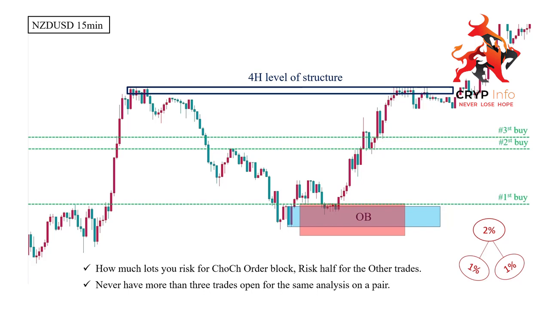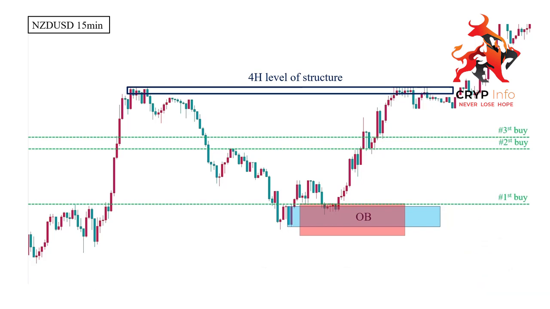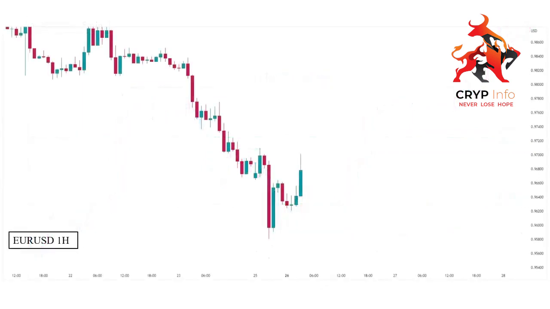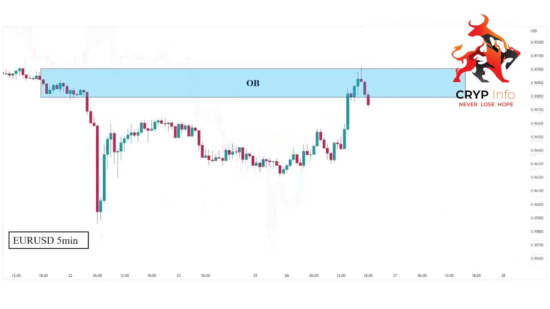I hope this was not confusing for you. If it was, let me show you more examples. Now, let us look at the euro-dollar 1 hour time frame. Here, we can immediately notice this impulsive move to the downside with imbalance and BOS. So, we draw our order block. Now that the price has reached this level, let's zoom in to the 5 minutes time frame and look for entries.